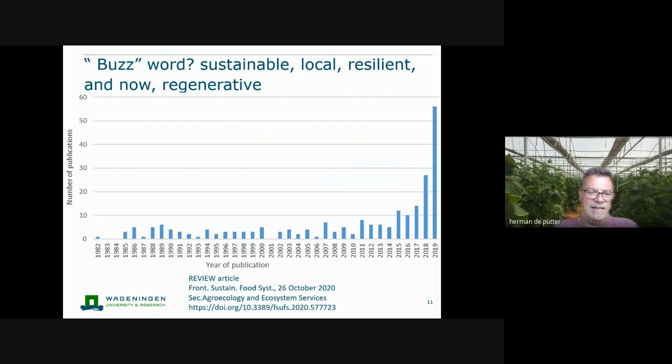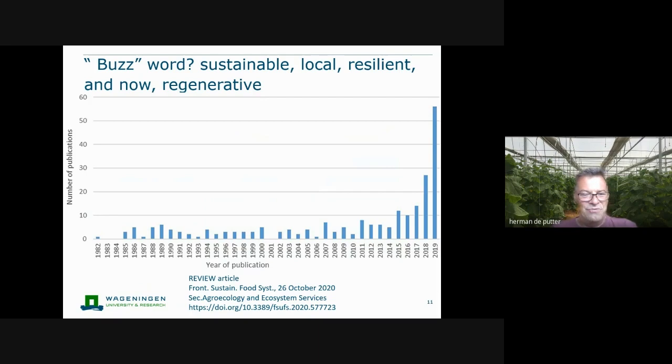And sometimes I'm a bit, probably I'm getting too old and maybe a bit cynical and sarcastic, but sometimes I think what's new in regenerative? Because is it another buzzword or what? Because we have talked years for sustainable agriculture, local for local, resilient, and now it's regenerative that's popping up. And that's also what you can see in the number of publications.